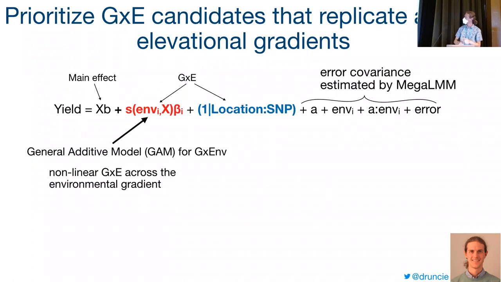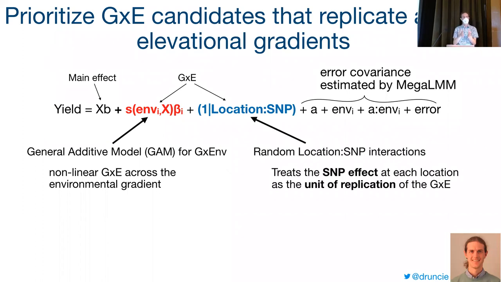In the red on the left, I'll use a general additive model, a smooth function, to model the effect, how this marker's effect changes as you move across the environmental gradient, allowing it to be nonlinear, but with probably consistent effects. And on the right, I'll use a random effect to represent the location by SNP interaction. Effectively, this allows us to treat the SNP effect in each location as a unit of replication. I'm not going to trust these G by E unless I've replicated that SNP effect in multiple locations with a similar value for the environment.